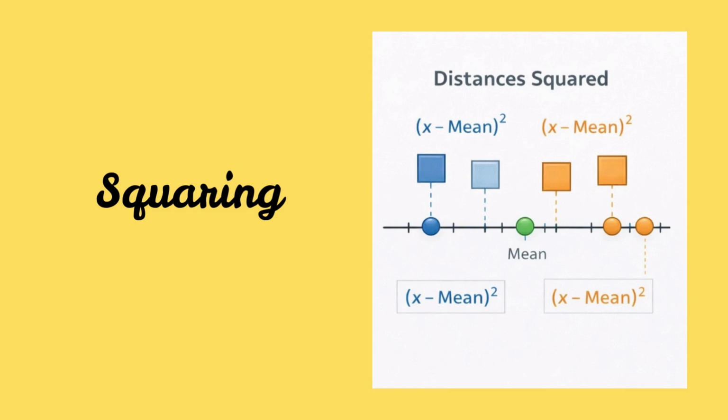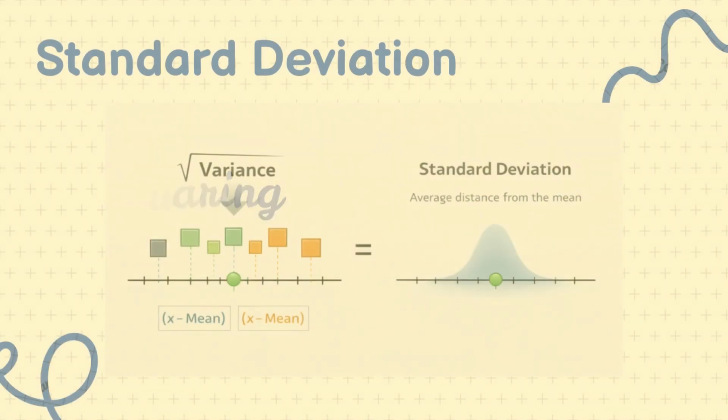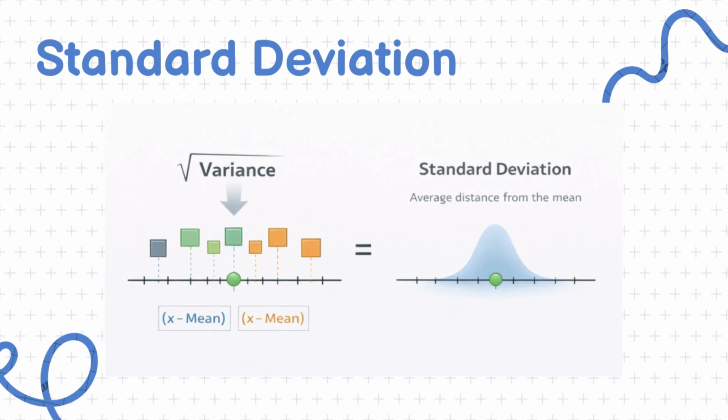Variance gives us squared distances from the mean, but squared units are hard to interpret. So we take the square root of variance. This gives us standard deviation: the average distance values lie from the mean.